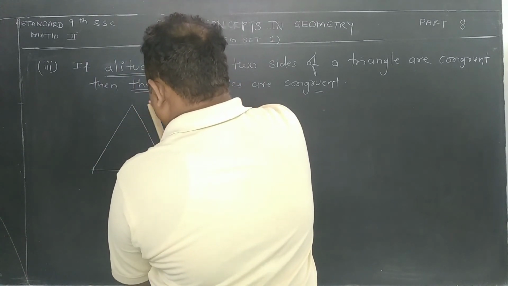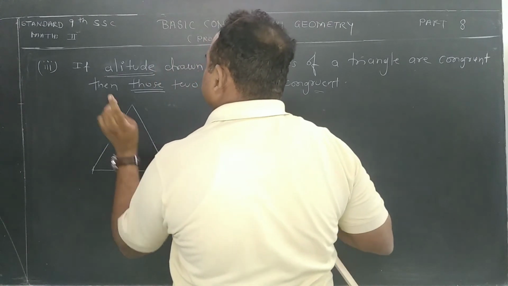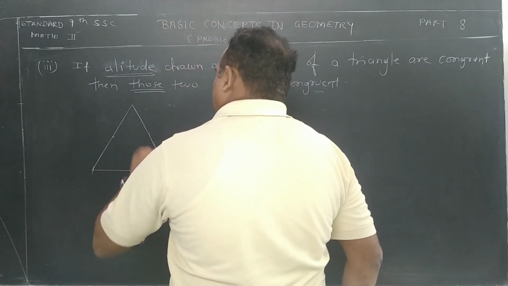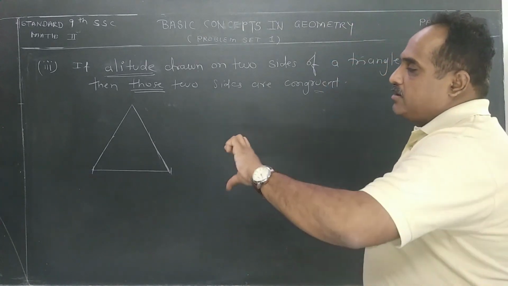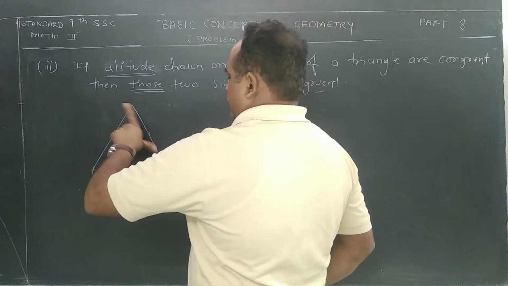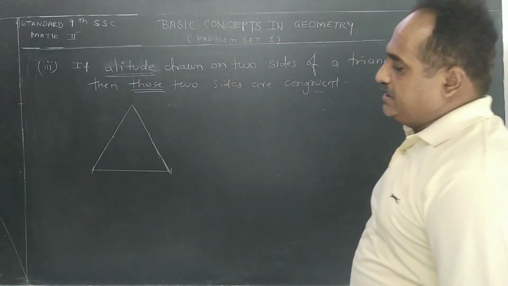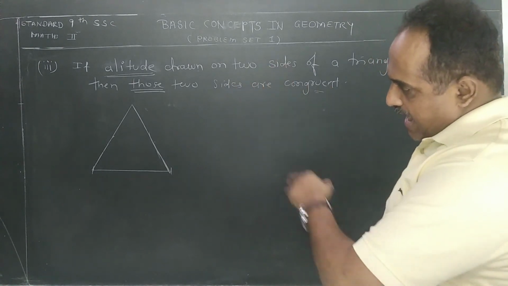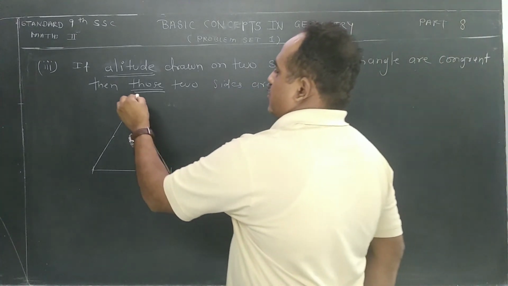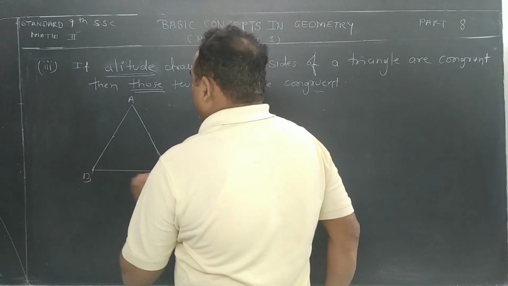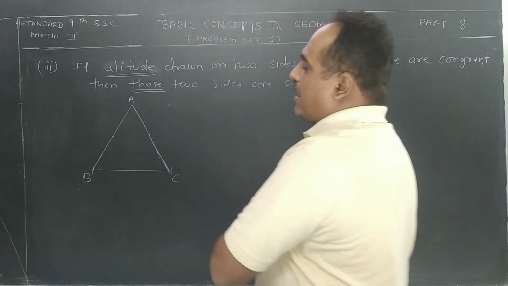Means this type. We should know that these two sides are congruent. With the help of a protractor also you can take what? Suppose I have taken 5 centimeters from this. Here also I have to take 5 centimeters. That will look like what? An isosceles triangle, or these two sides are congruent. But that we have to prove. So don't give the marking on it.